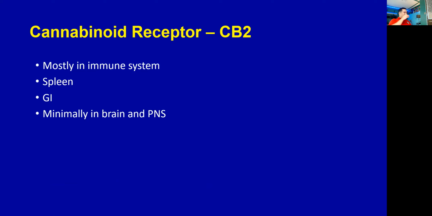CB2 is mostly present in other places. It doesn't have much to do with the effects of cannabis.